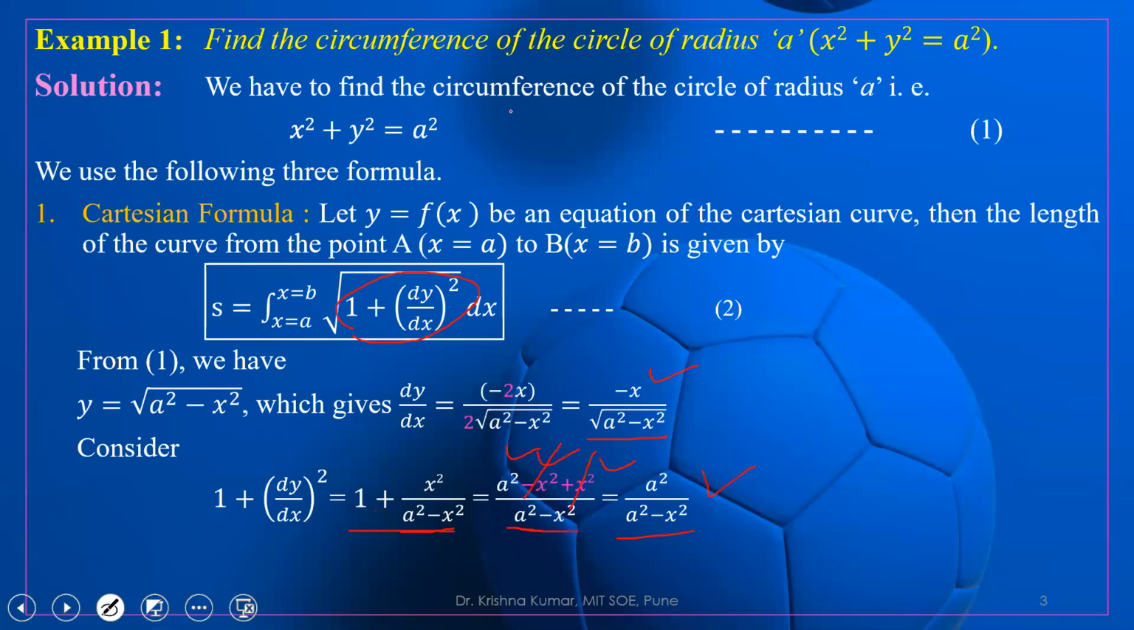Root of 1 plus dy dx whole square. So this is root of 1 plus dy dx whole square. What we are getting is a upon root over a square minus x square. So this is the value of this part.